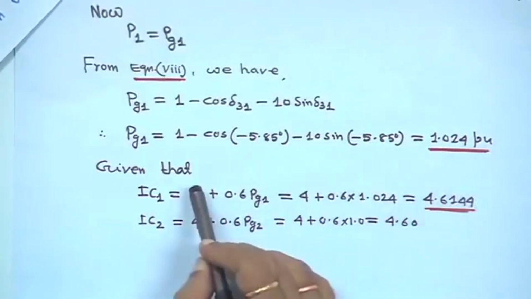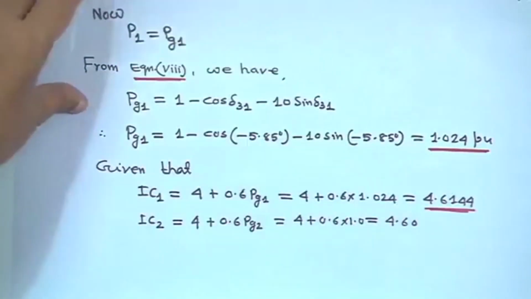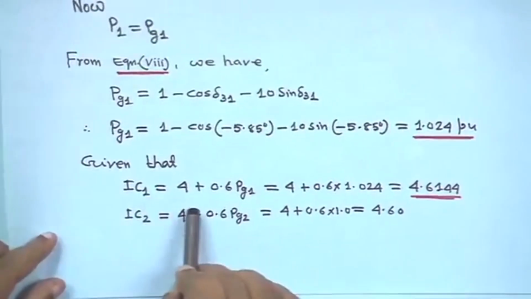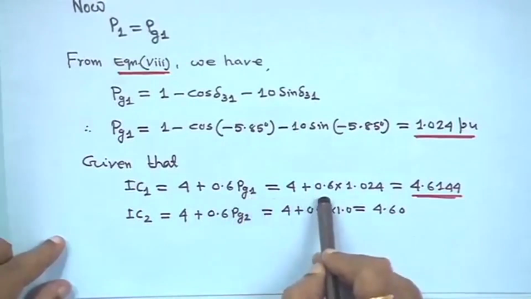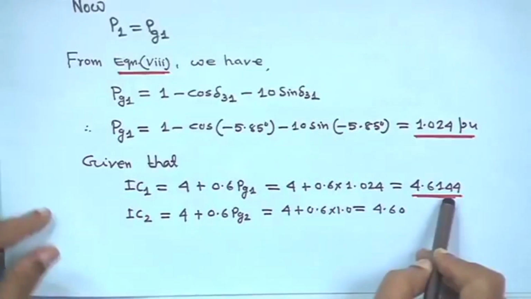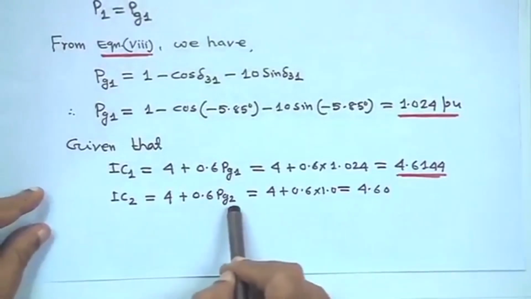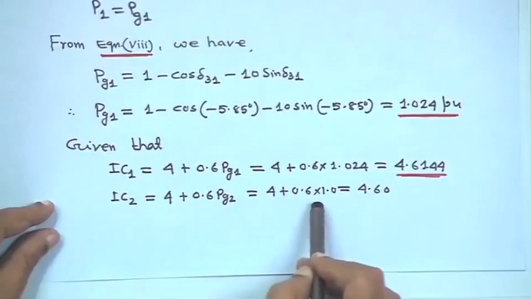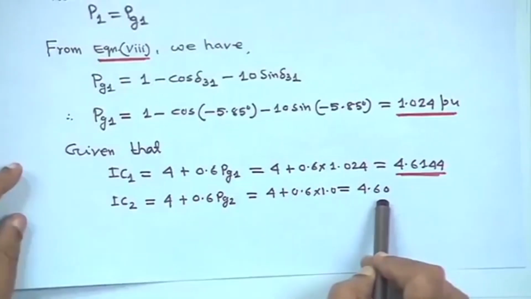It is given in the cost characteristic that the incremental cost IC1 is equal to 4 plus 0.6 Pg1, which is 4 plus 0.6 into 1.024, that is 4.6144, right. Similarly, IC2 is equal to 4 plus 0.6 Pg2, which is 4 plus 0.6 into 1, that is 4.60, right. This we are getting.